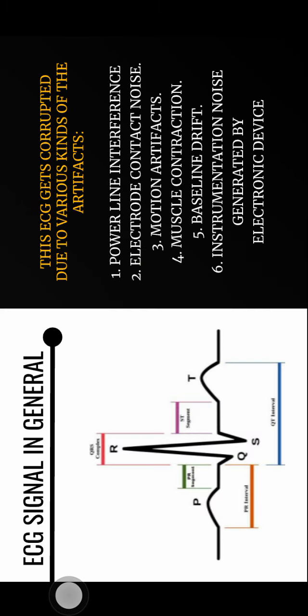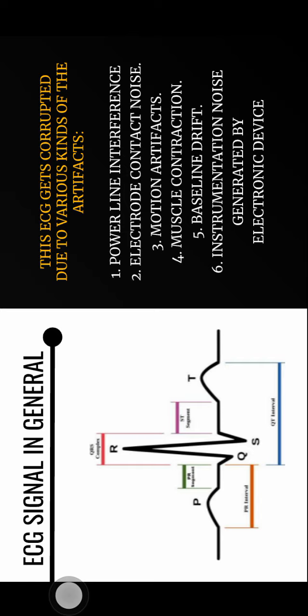Now let's introduce ourselves to what an ECG signal is. The ECG signal is as follows, as you can see in the design. In the design in front of you, this is the ultimate form of ECG signal which we need. We have to reduce the noise of the ECG signal to achieve this type of figure in the command prompt. These ECG signals get corrupted due to various kinds of artifacts.